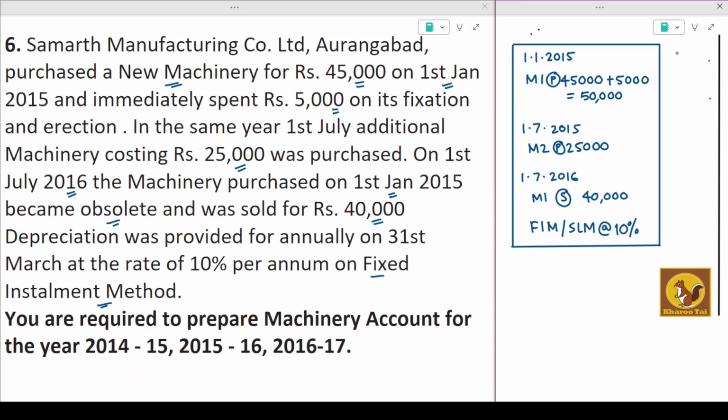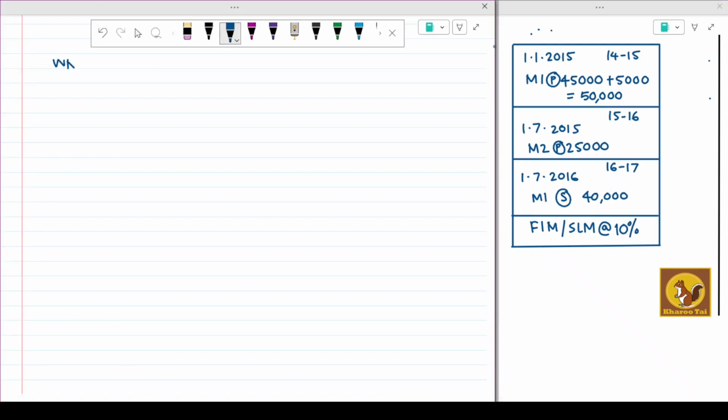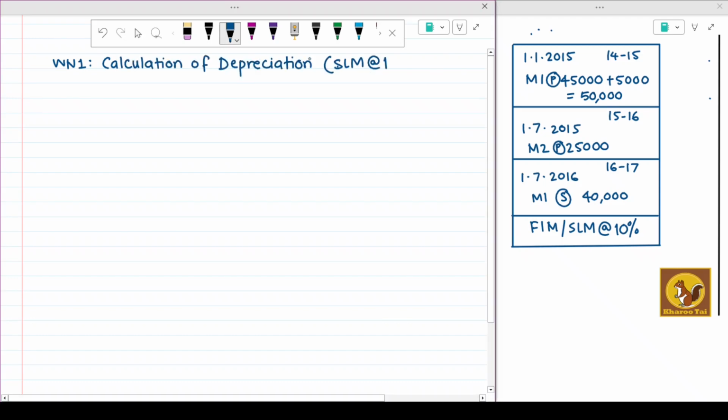So in 14-15, what were the transactions? 14-15, this is 15-16. In 15-16, machinery 2 was purchased. Till March 16, nothing is there. This is in 16-17. So with this summary, let's start the working. So working note 1, calculation of depreciation. This is as per SLM method at the rate 10%.